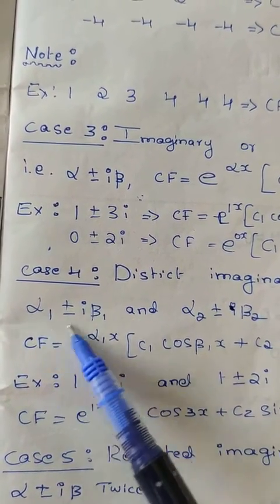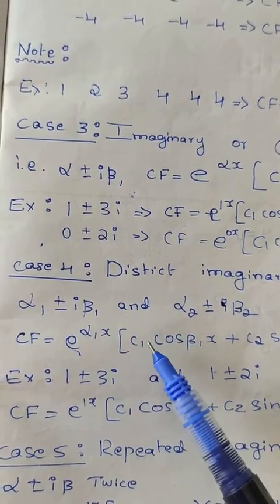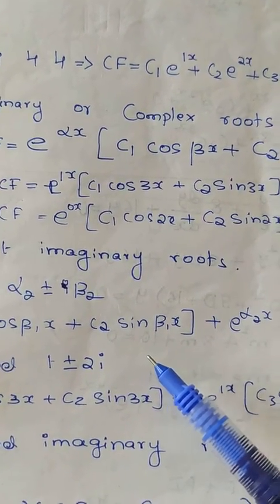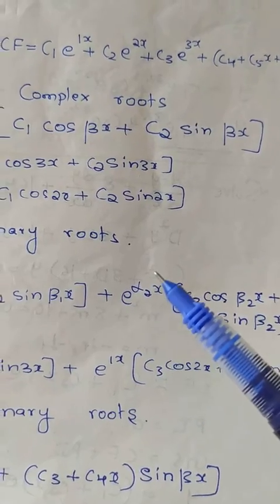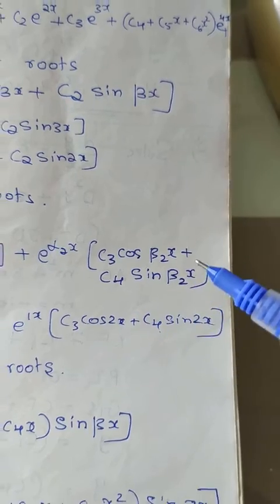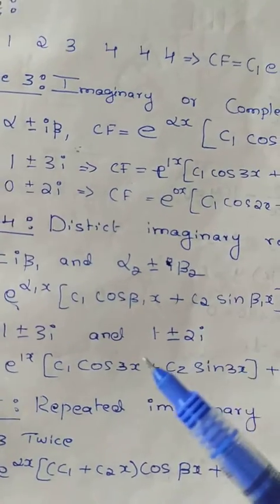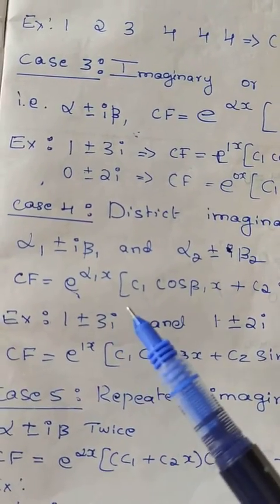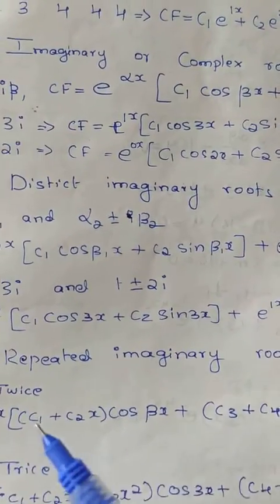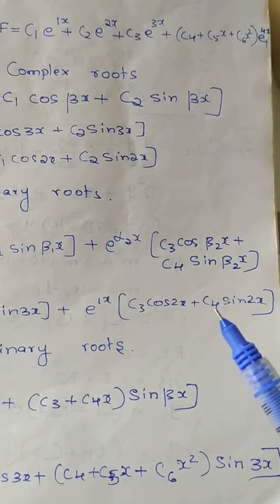Write the CF for the first two roots: e power alpha 1x into C1 cos beta 1x plus C2 sin beta 1x. Now come to the second one: e power alpha 2x, C3 cos beta 2x plus C4 sin beta 2x. For example, 1 plus or minus 3i, 1 plus or minus 2i. Write the CF for the first one, plus the CF for the second one. That's it. But we have to take continuous arbitrary constants C1, C2, C3, C4 like that.